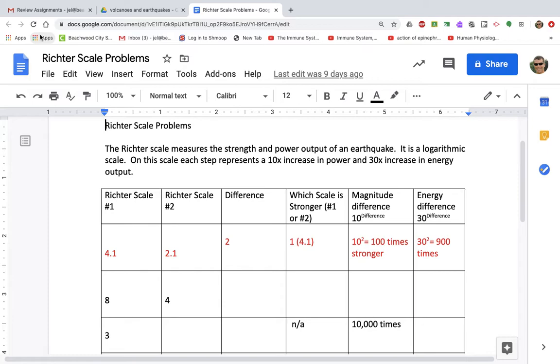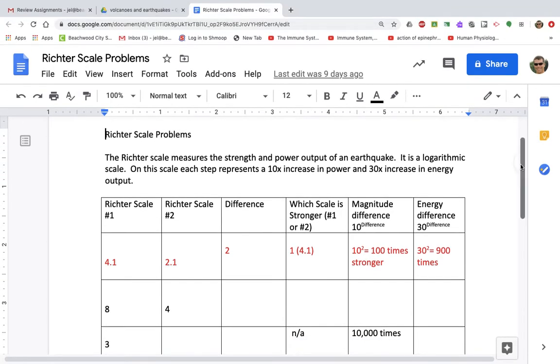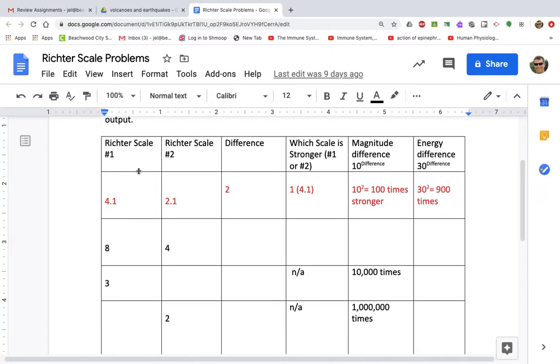So what you're going to do is fill out this table, and I'm going to show you how to do it real quick. And this whole video will take moments. All right. So I'm going to give you a Richter scale reading. This is called Richter scale number 1. And then you're going to compare it to another Richter scale reading. This is Richter scale number 2.